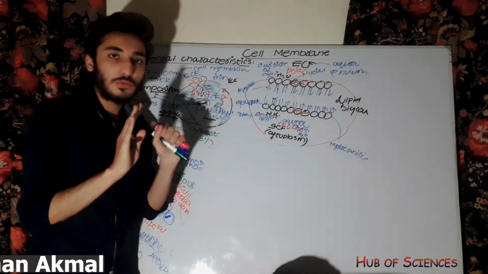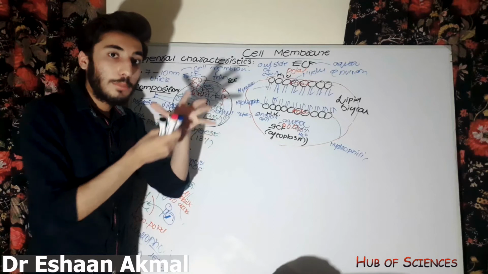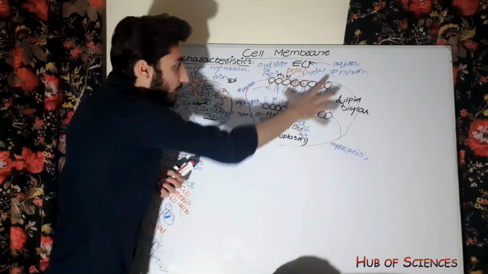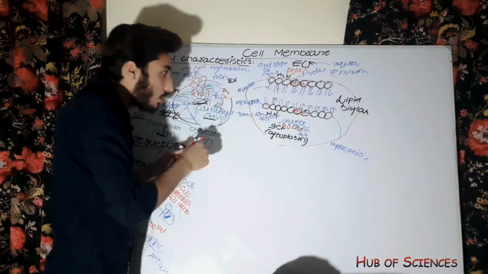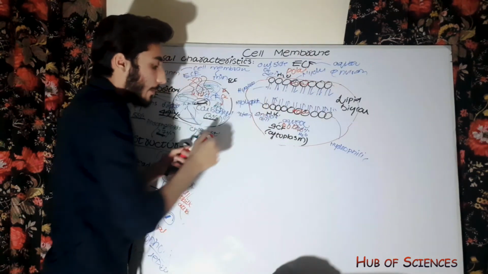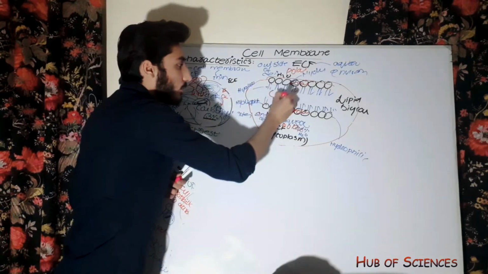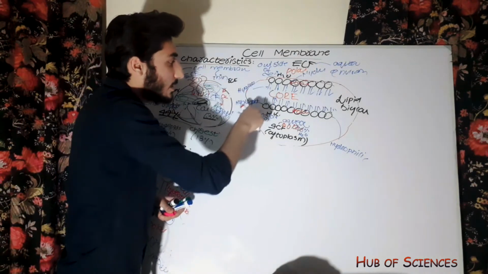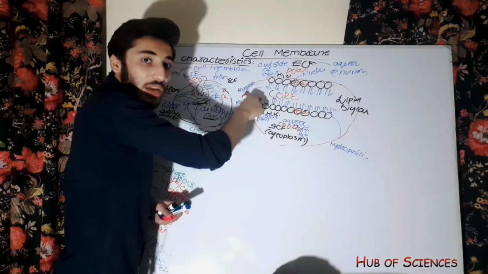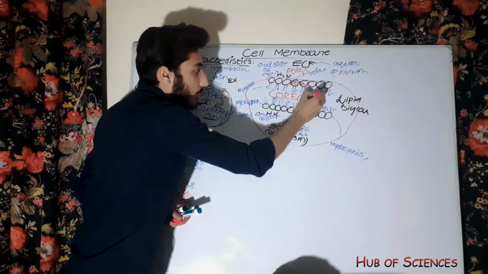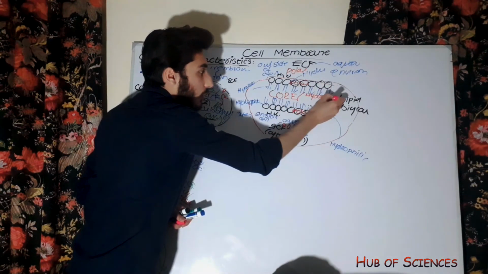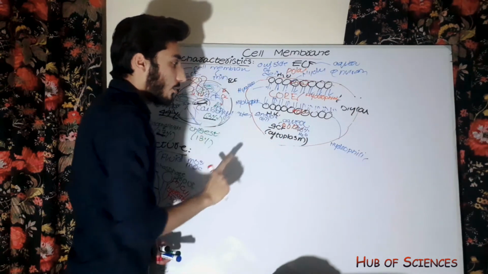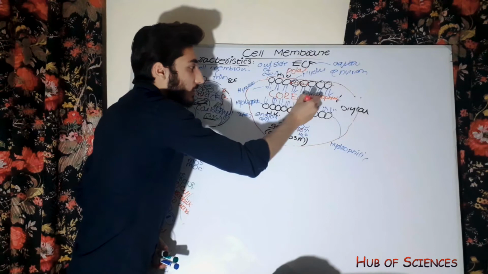Now we have to study the basic purpose of the cell membrane and how it functions. This shows the middle, the core of the cell membrane. In the core of the cell membrane, the hydrophobic fatty acid tails are present. Hydrophobic means water repellent, non-polar, water insoluble.